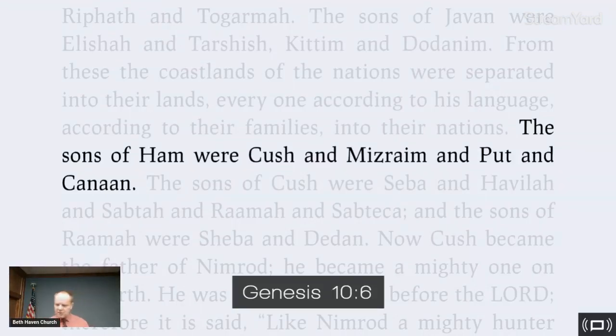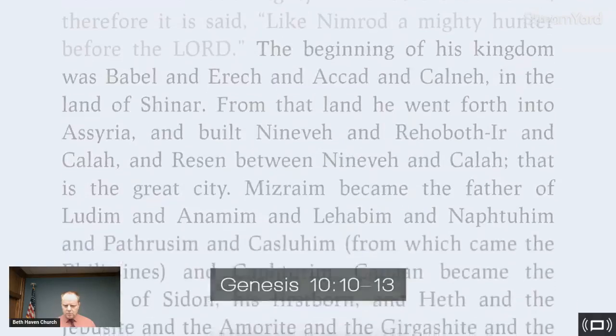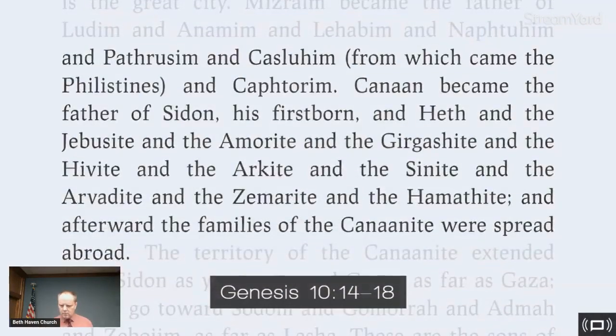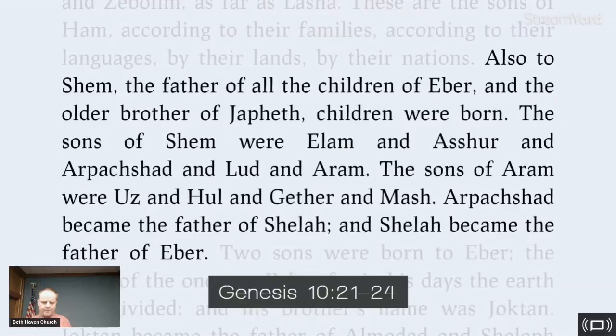Skip down again, and this is going to be a little bit longer. We're going to look at verses, skip down to 21. There we go. I put a little bit too much information on my slides. Starting at verse 21: also to Shem, the father of all the children of Eber. So this is the sons of Shem. There's a lot of other details in there that we'll get to eventually, but I want to make sure we just get through this passage here. So we got Shem, Ham, and Japheth. We got it over Japheth. We got it over Ham. Here's Shem, the father of the children of Eber, and the older brother of Japheth.